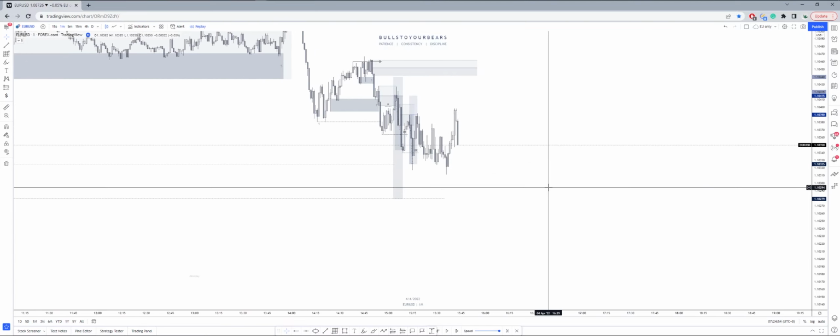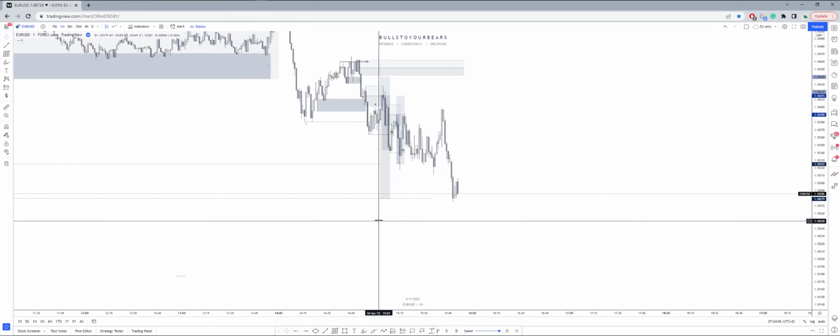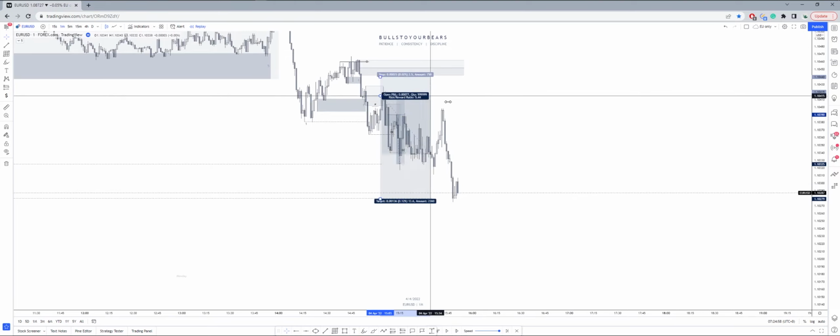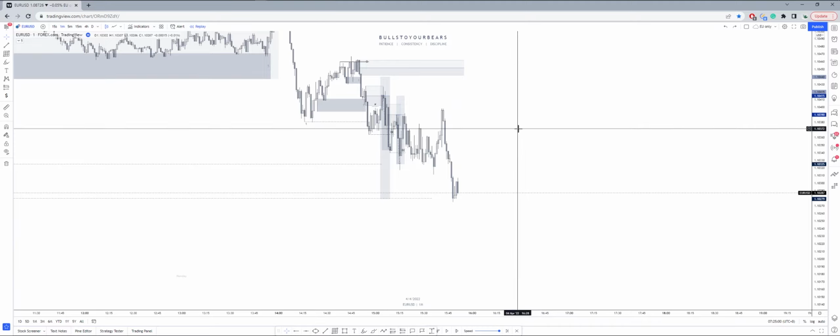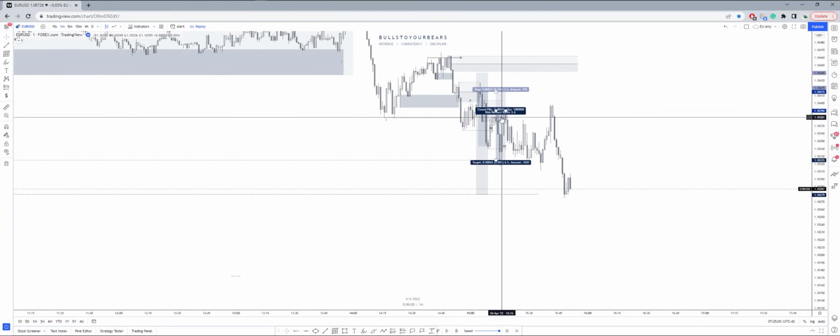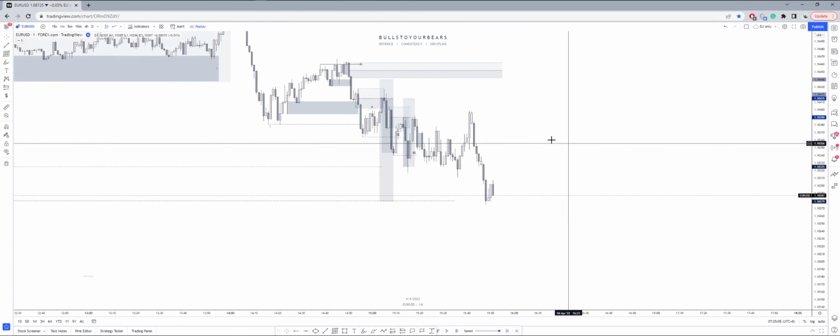Pretty choppy for London, not gonna lie. Take profit hit about 5.4R. Nothing too impressive. 5.4R, so no losses here.